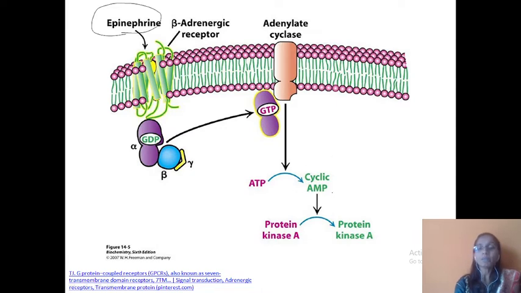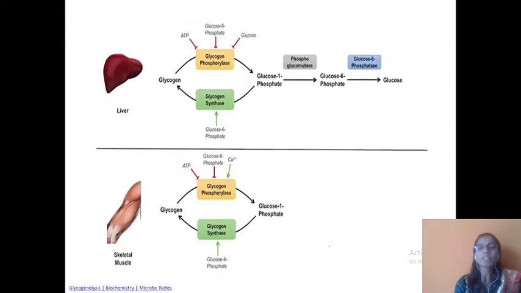Now cyclic AMP is the secondary messenger, that is it will transfer the message which is communicated by the epinephrine, which is the first messenger or primary messenger, and that signal has been transduced via this G protein and via this adenylate cyclase up to this cyclic AMP. Now this cyclic AMP, the secondary messenger, will activate the inactive protein kinase A into the active protein kinase A, and then this activated protein kinase A will activate the glycogen phosphorylase enzyme.